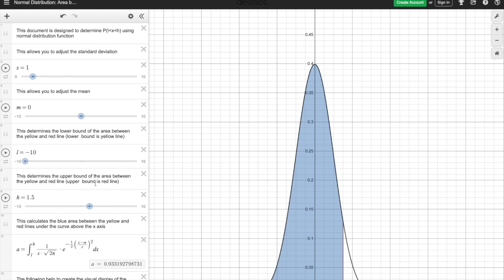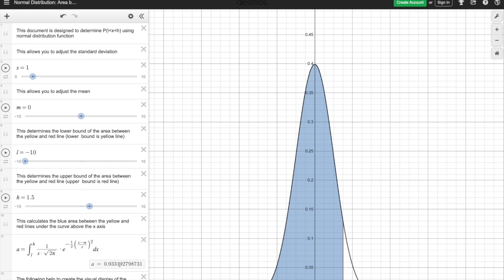Down here on the screen, next to this kind of complicated expression, don't worry about this. What you care about is this little number in the box. This number is the area of the blue shaded region. In this case, it's 0.9332, rounding to 4 decimal places. And if you remember the self-check, this was the correct answer.